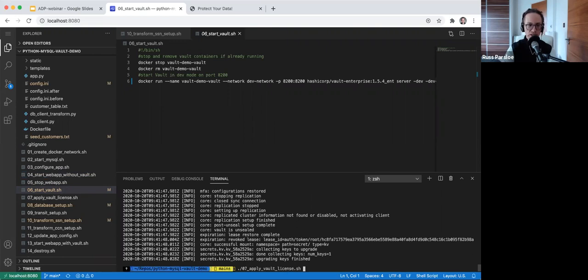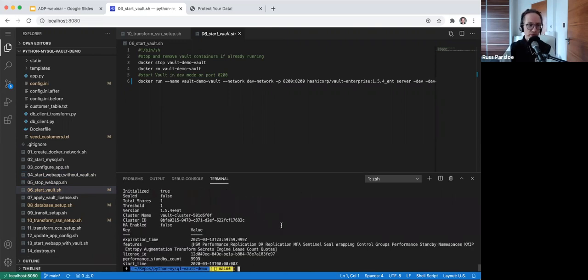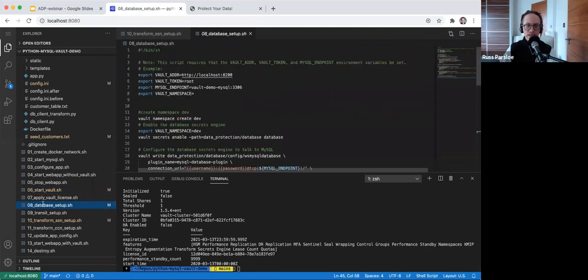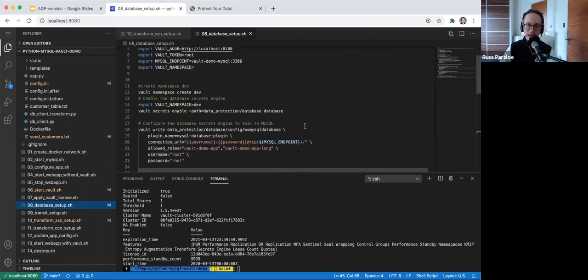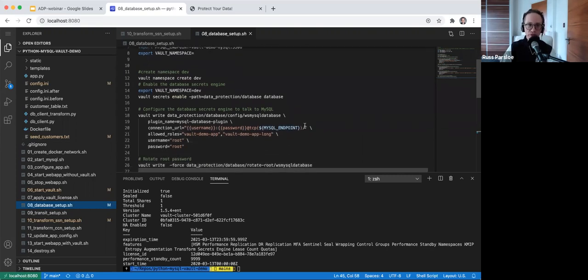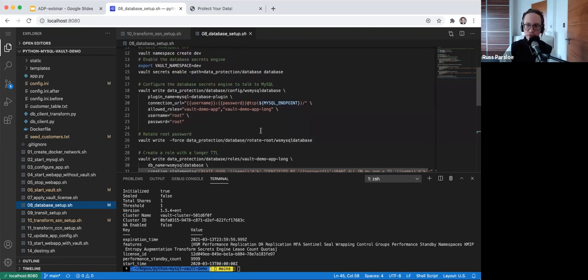I need to apply a license to this because I'm using some of the enterprise capabilities, which I have now done. Okay, so now I'm going to set up Vault's database secret engine. I talked a little bit about the secret engines that Vault actually has. The database one basically allows Vault to generate credentials for databases on the fly. Don't worry too much about all of these details or trying to follow this, but I want to show you that some of the patterns you'll see as I go through this are the same.